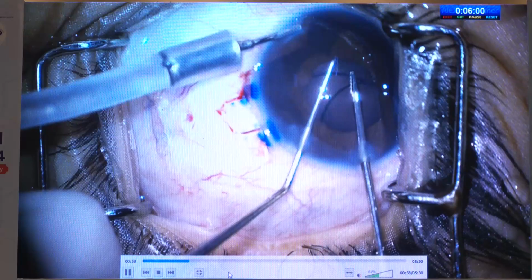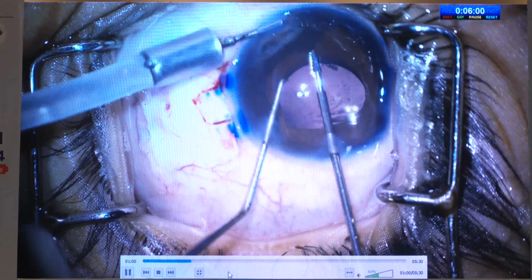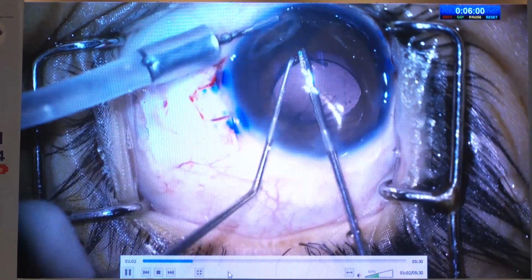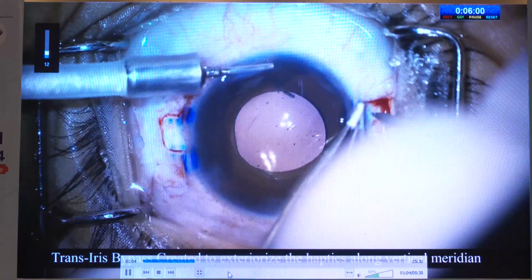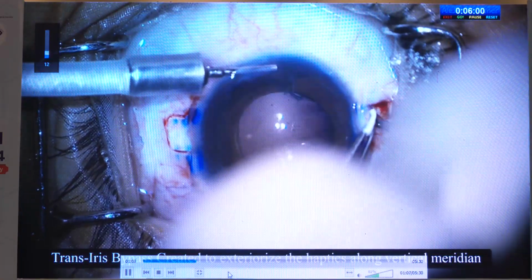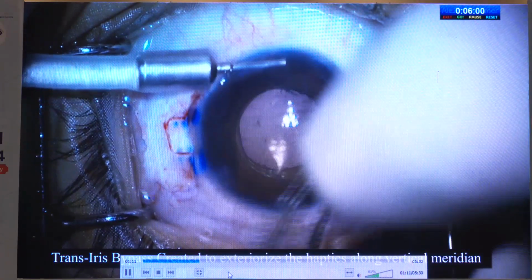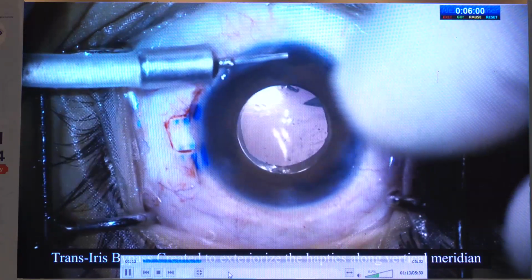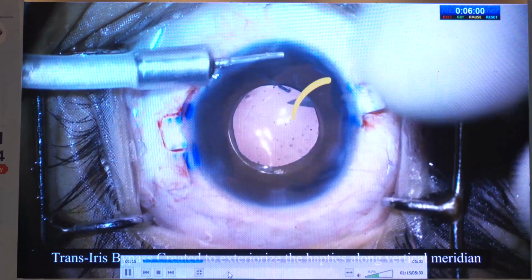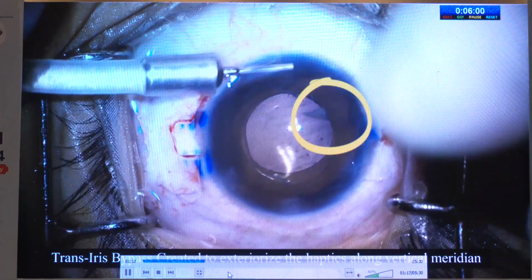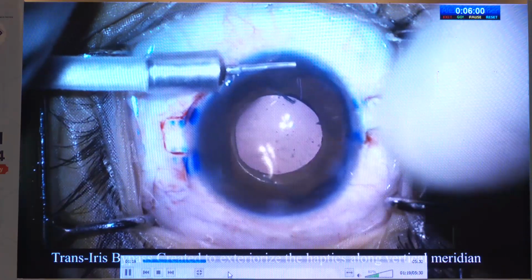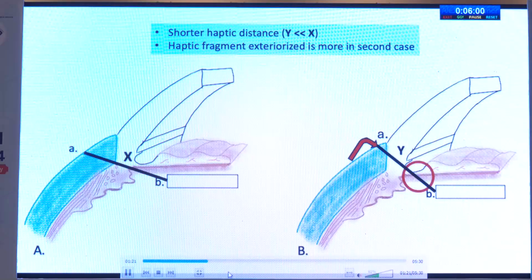The vertical diameter was chosen because it was naturally smaller than the horizontal diameter. After the IOL was dialed out into the anterior chamber, the MVR entry was made through the iris, as we can see here. Through the iris, behind the IOL. So this was a trans-iris bypass.